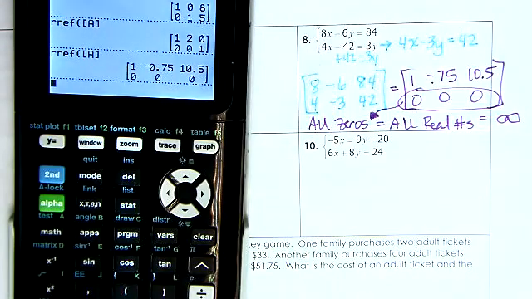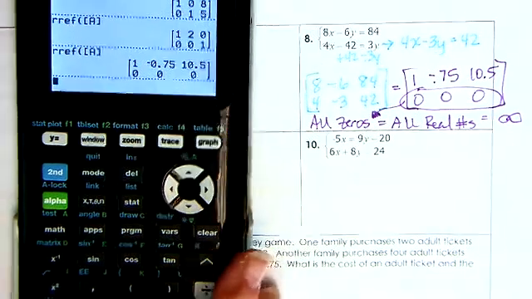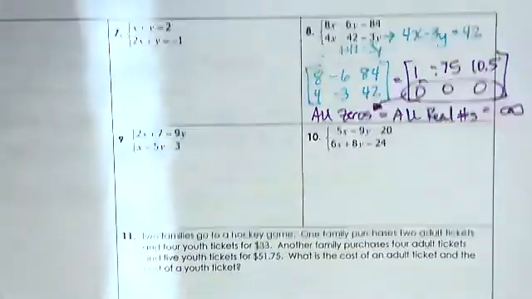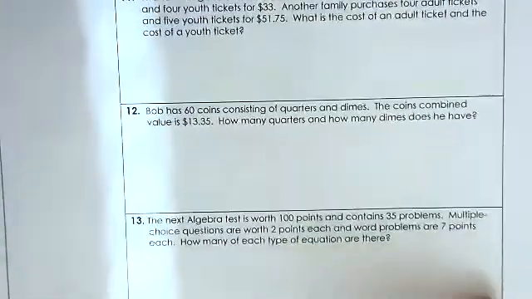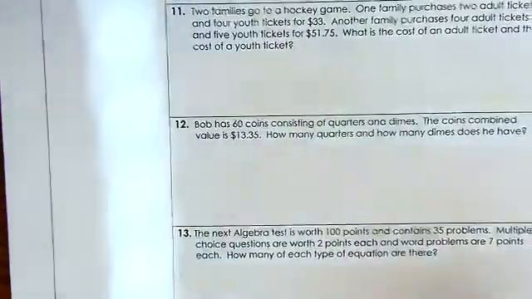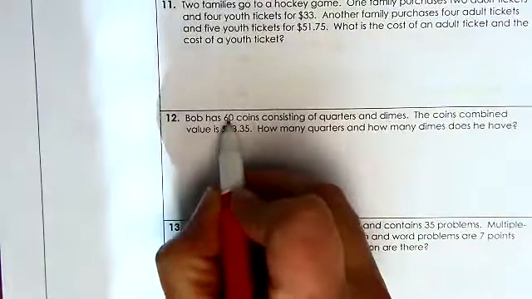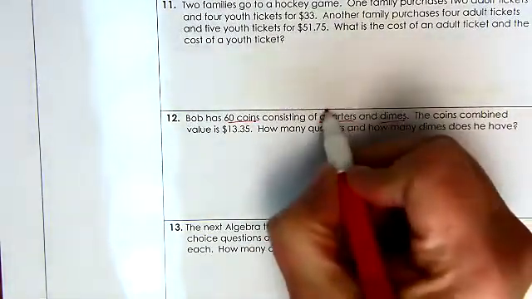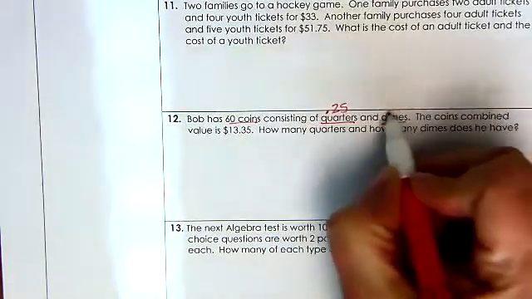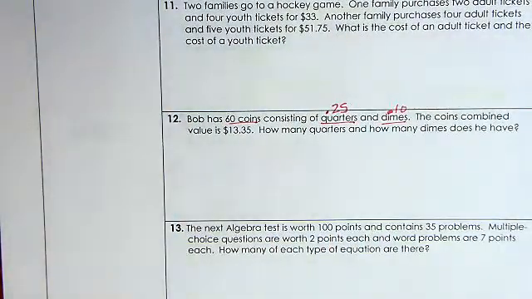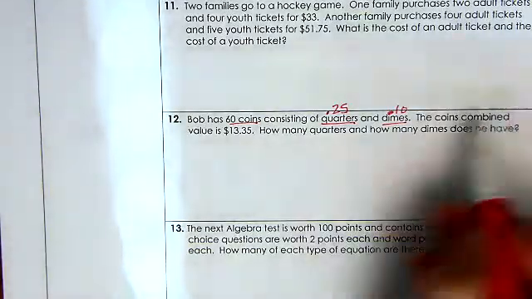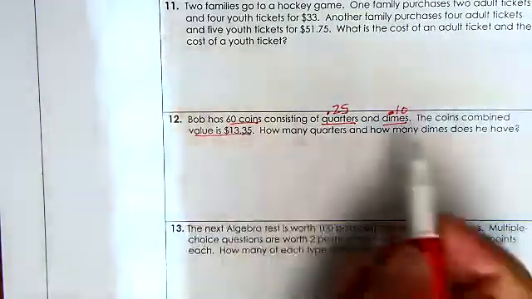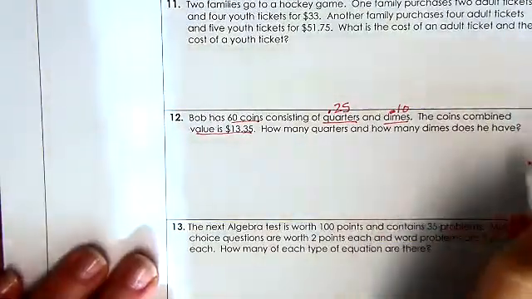Okay, one last problem. Here we go. Looking at number 12. All right, well, this is a word problem. Yes, 60 coins. There's quarters and dimes. I got to remember, a quarter is worth 0.25, a dime is worth 0.10. The coins combined have a value of 13.35. So we want to know how many quarters and how many dimes.